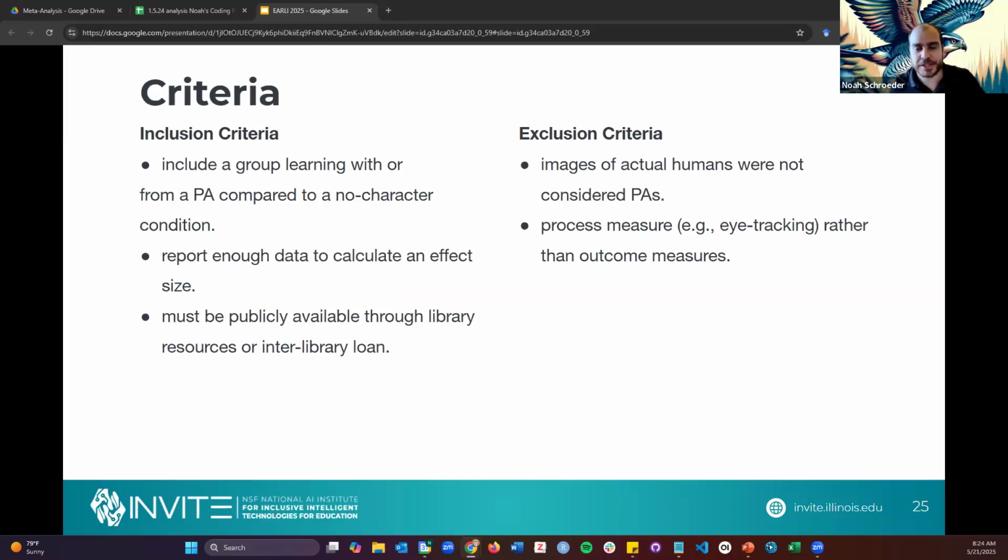Okay, so let's talk about inclusion criteria. As I mentioned before, a study has to have a group comparing an agent to a non-agent condition, and had to have enough information to calculate an effect size. We did not include process measures like eye tracking.